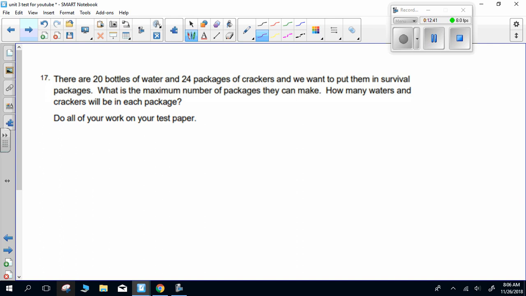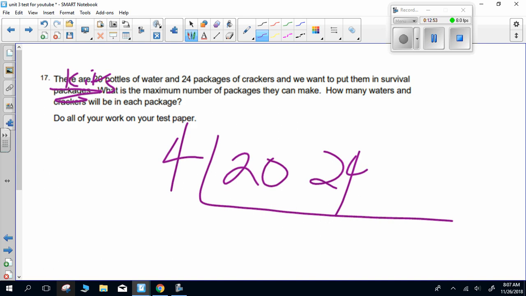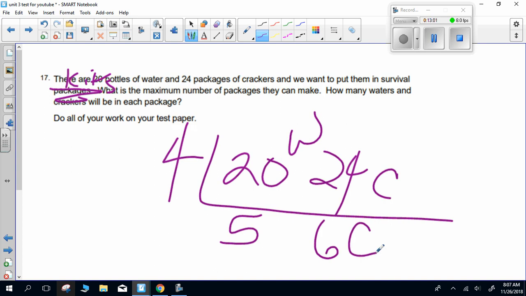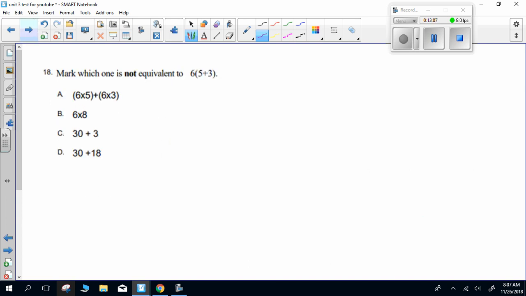Okay, next one, there are 20 bottles of water and 24 packages of crackers. We want to put these in survival kits. So I've got 20 and 24. If I divide each of these by 4, I get 5 waters and 24 divided by 4 is 6 crackers. So I can make 4 kits, and in each kit, there will be 5 waters and 6 crackers.